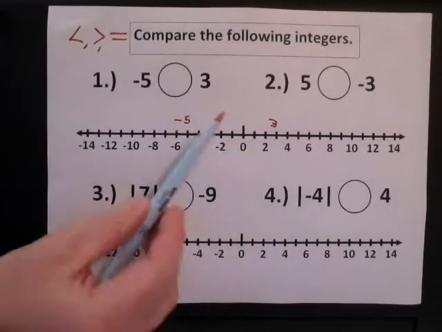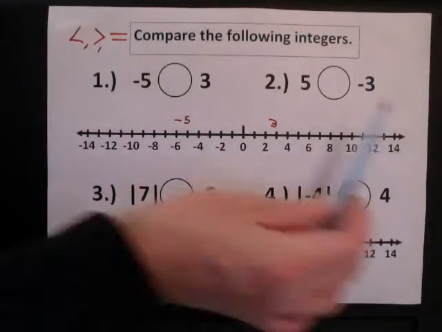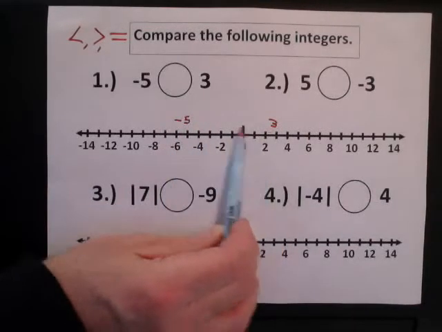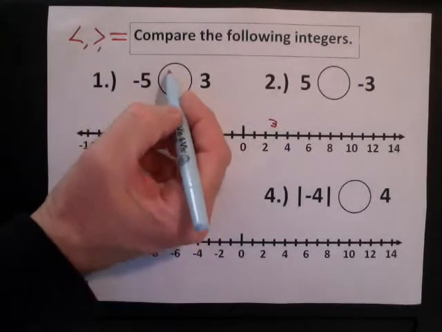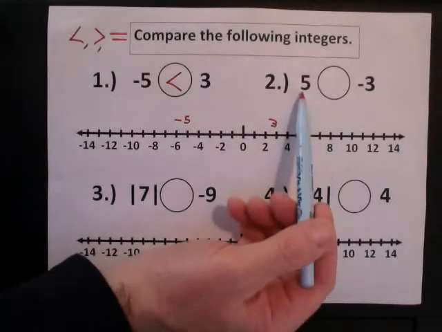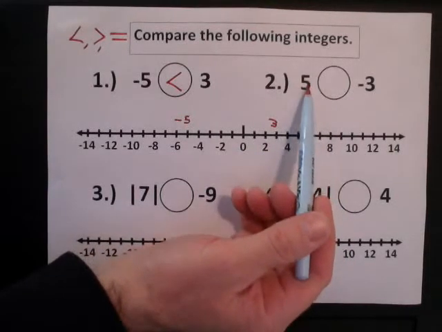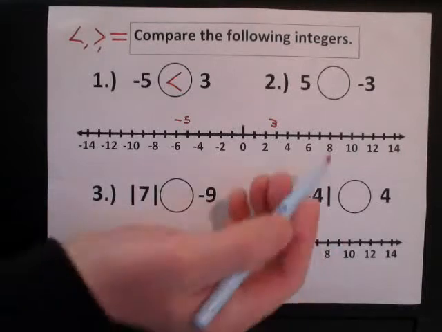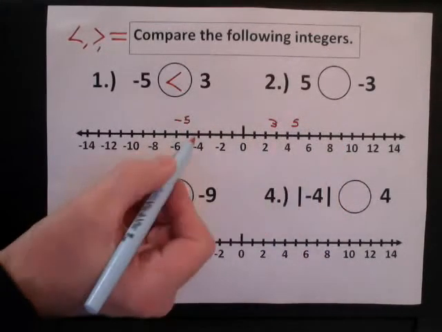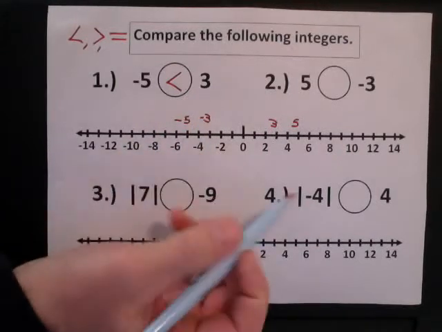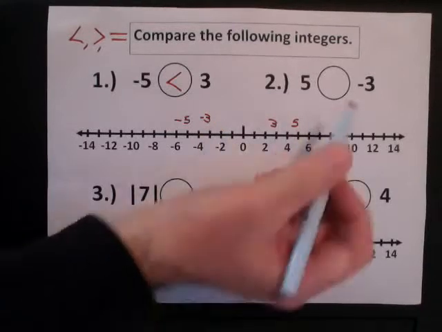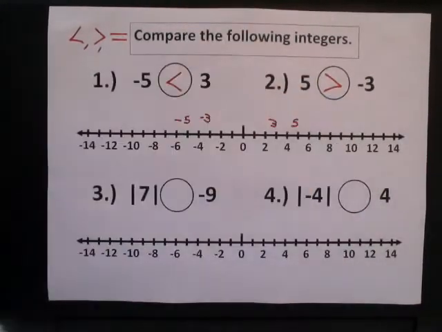Now we want to compare them, and we will go from left to right on the number line. Well, obviously, negative 5 is to the left of 0. It's to the left of 3. So negative 5 is less than positive 3. And then if we reverse them and we ask ourselves to compare positive 5 to negative 3, we could then say, okay, well, positive 5 is right here. Negative 3 is right here. Positive 5 is to the right of negative 3. That means positive 5 is greater than negative 3.